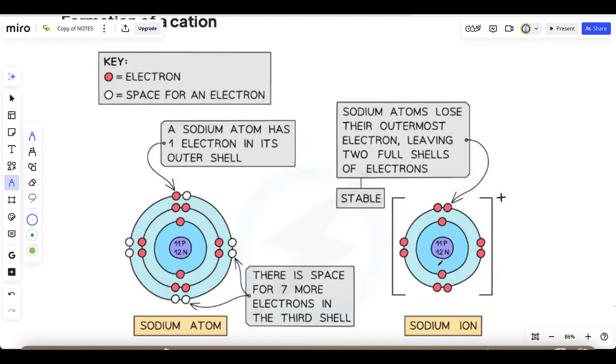First shell 2, second shell 8, and we put a plus here. Remember, in the IGCSE exam, you have to put this big square bracket and put a plus because it lost 1 electron. You put a plus here because it lost 1 electron.